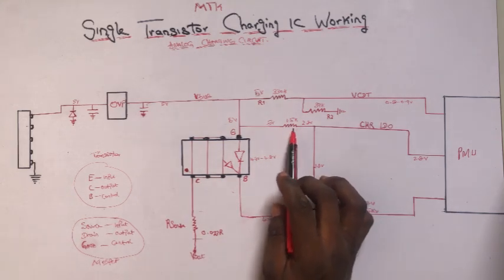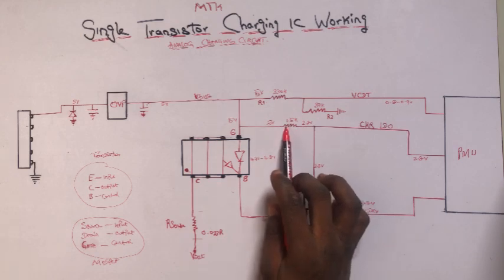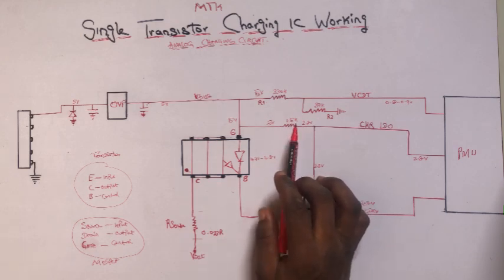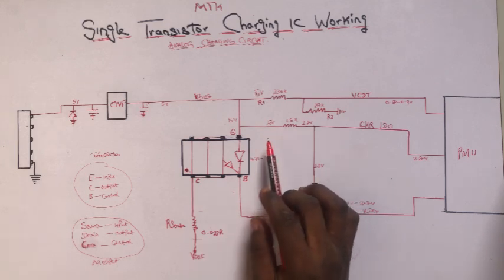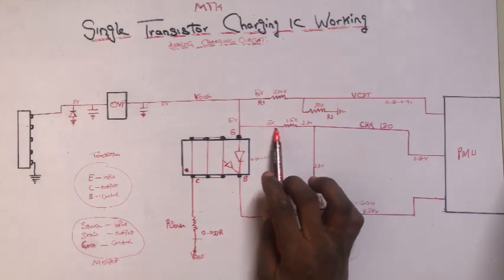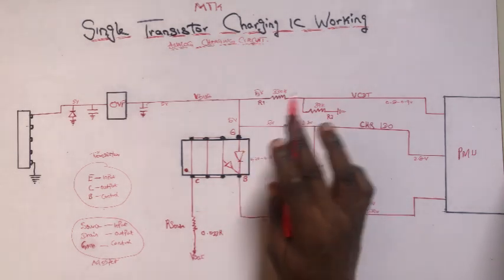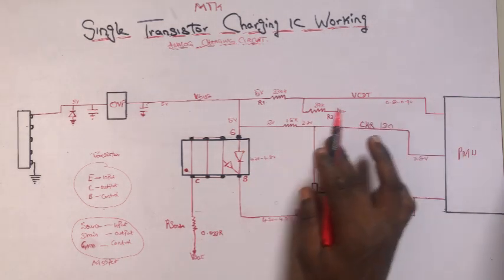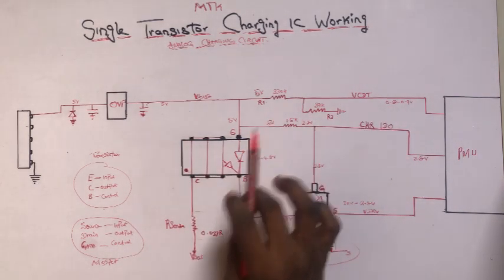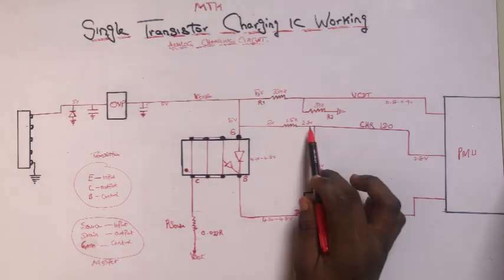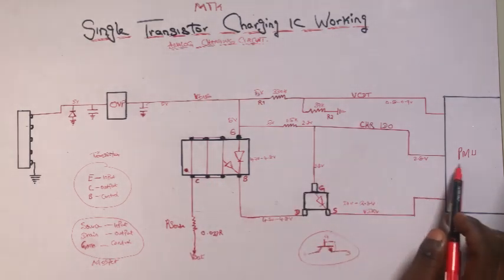Turn your meter to ohms reading. Check if this resistor will have 1.5k. If it doesn't give you 1.5k, you have to change this resistor. So this resistor helps to step down this 5 volts to 2.8 volts. I'm showing you the step-by-step process of troubleshooting this type of charging IC. So now this 2.8 volts will come to our power IC.